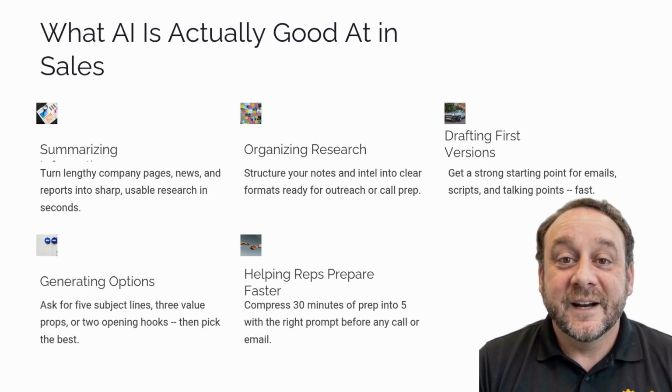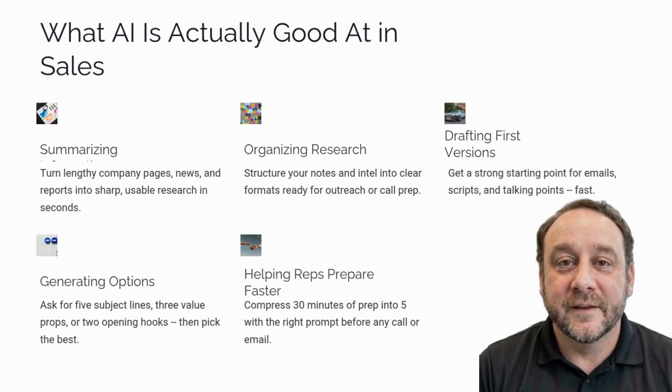What AI is not good at is replacing your judgment. It should not be the final brain in the process. It should be the support layer that helps you move faster and think more clearly. When used correctly, AI doesn't replace sales skill. It helps sales professionals prepare better, write faster, and show up more informed.